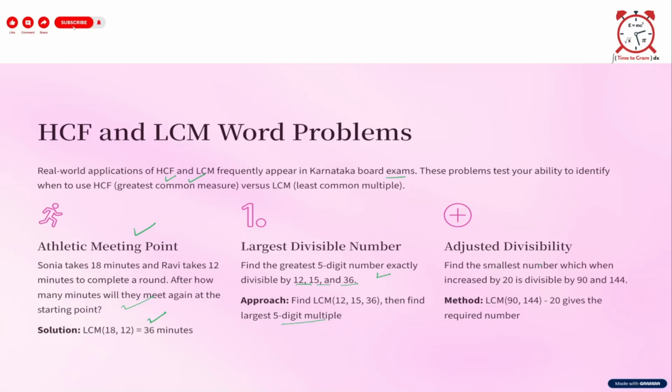Okay, now last, find the smallest number which when increased by 20 is divisible by both numbers 90 and 144. So what we have to do is find the LCM of 90 and 144, and from this LCM if we subtract 20, then we will get our required number. So this is a very easy method. If this type of question comes in the board exam, as a HOT question or a difficult question.